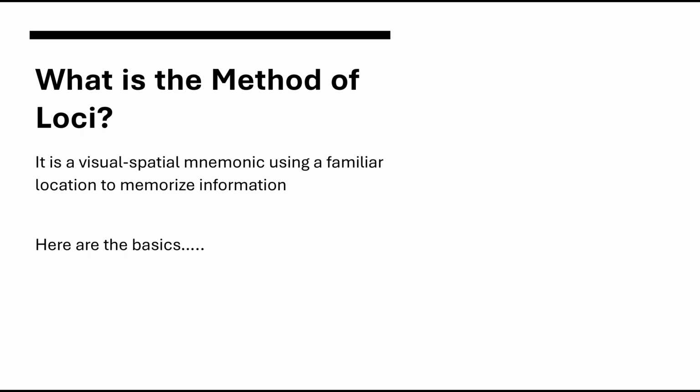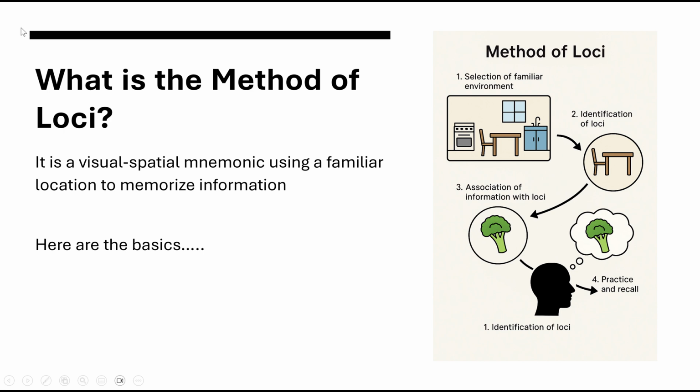So what is the method? It's a visual spatial mnemonic. But it's more than that. It's utilizing a familiar location that you know well. I usually say a childhood home. You know what your childhood home looks like. You know what this place that you're familiar with looks like. You know where things are, and you know how separated they are.